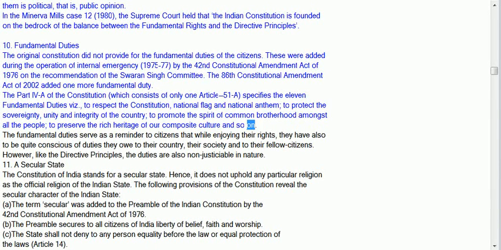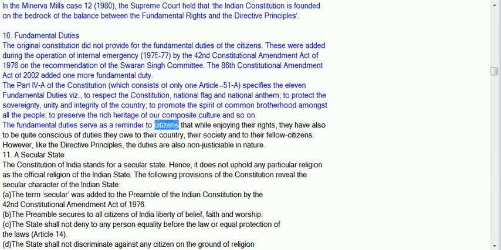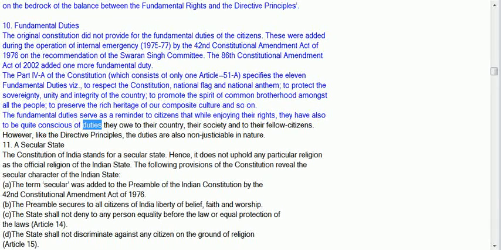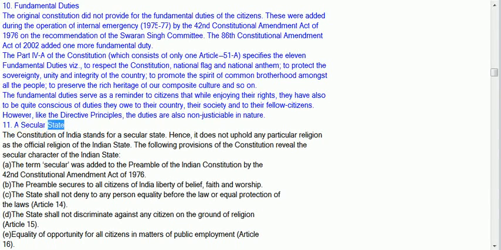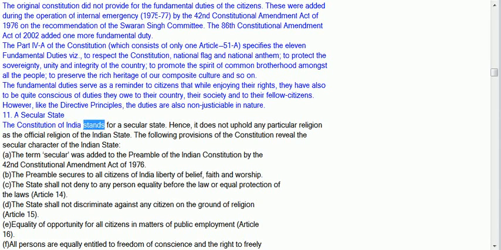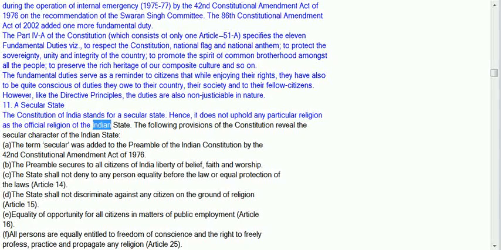The fundamental duties serve as a reminder to citizens that while enjoying their rights, they have also to be quite conscious of the duties they owe to their country, their society, and their fellow citizens. However, like the directive principles, the duties are also non-justiciable in nature. 11. A secular state. The Constitution of India stands for a secular state. Hence, it does not uphold any particular religion as the official religion of the Indian state.